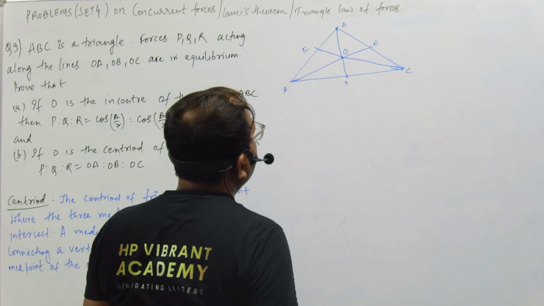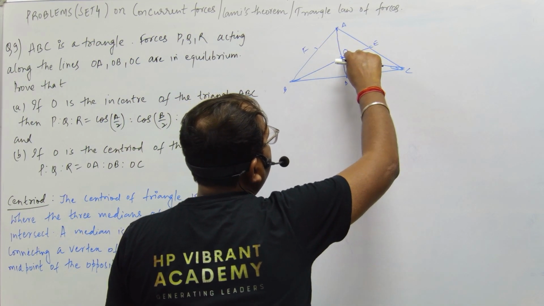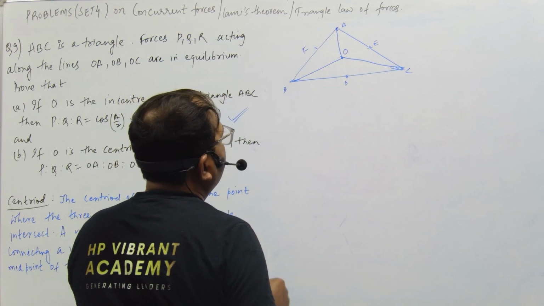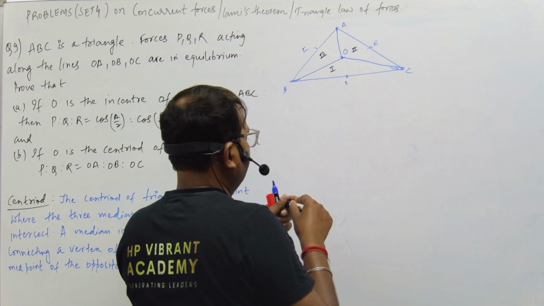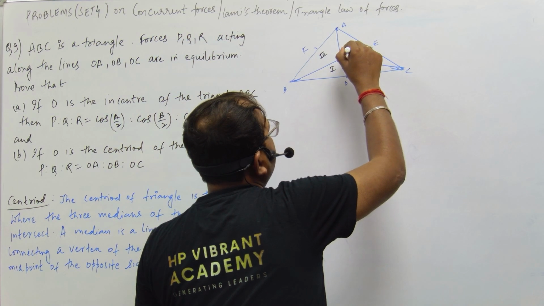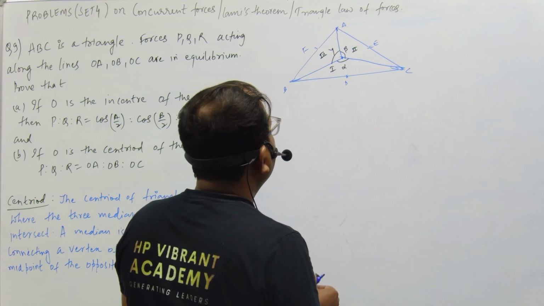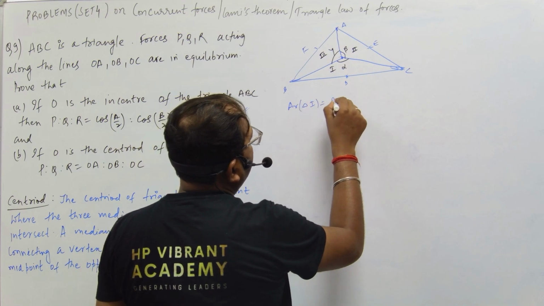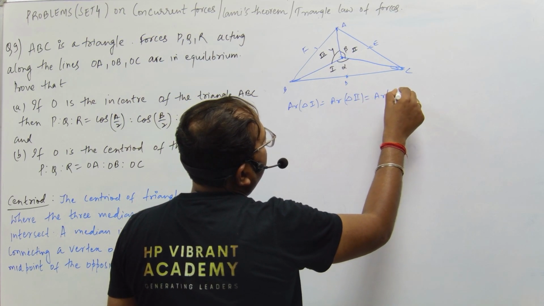The medians divide the triangle into three parts. These are the three triangles: triangle 1, triangle 2 and triangle 3. Let us take the angles as alpha, beta and gamma. We have the area of triangle 1 is equal to the area of triangle 2 is equal to the area of triangle 3.